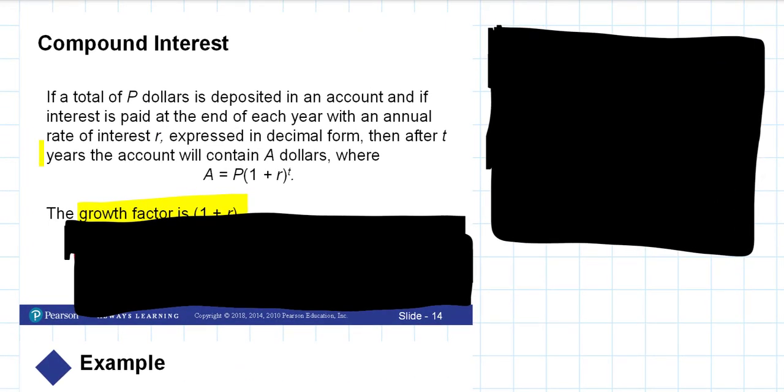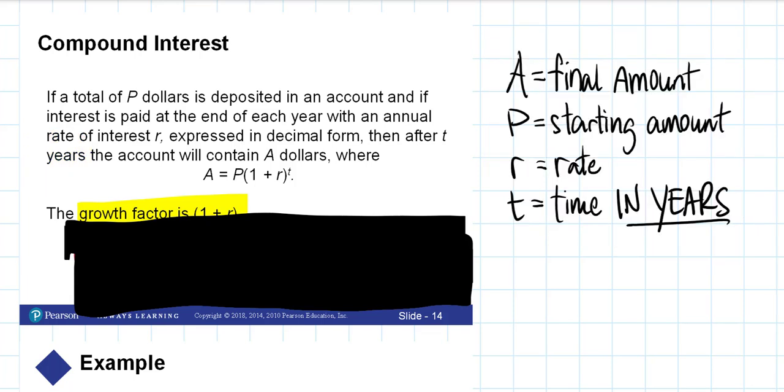One thing to note, it is years. So I do have that written out over here as well. A is the final amount, P is the starting amount, R is the rate, and T is the time in years. So if you get a problem like this and you're supposed to calculate in months, you're going to have to make that a fraction of years. Or even in weeks, you still make that a fraction of years.